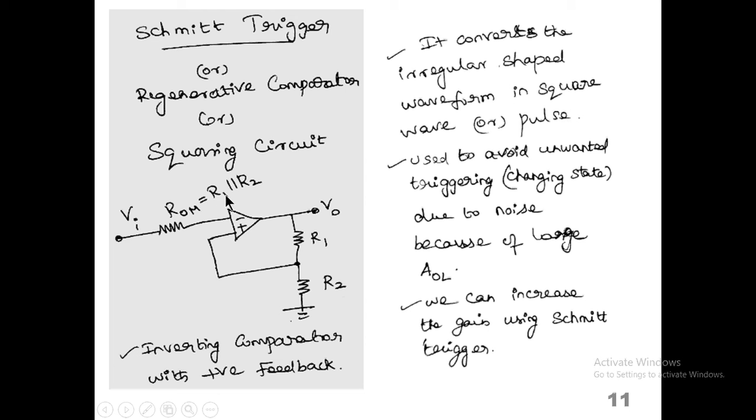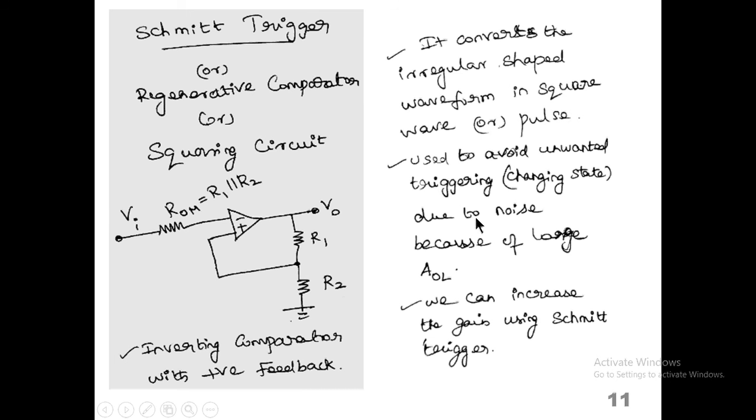It is a parallel combination of R1 and R2, and on the output side, one voltage divider network is there with the resistors R1 and R2. By proper fixing of R1 and R2, we can get the proper square wave for a corresponding input. It converts an irregular shaped waveform into a square wave or pulse, used to avoid unwanted triggering and changing state.